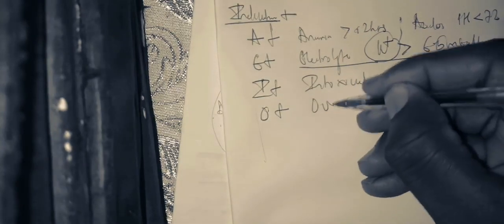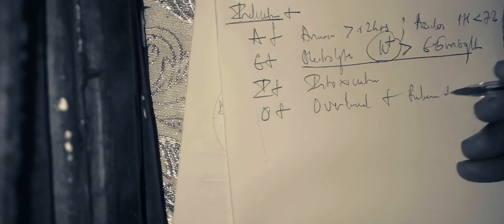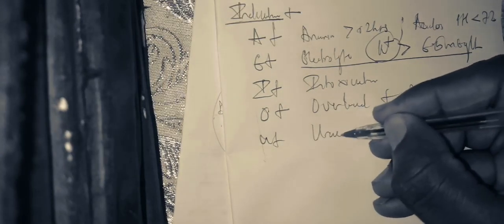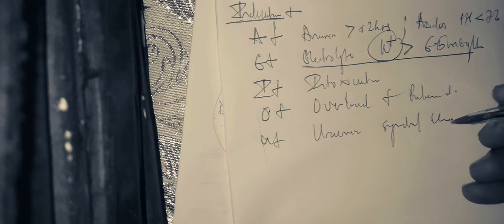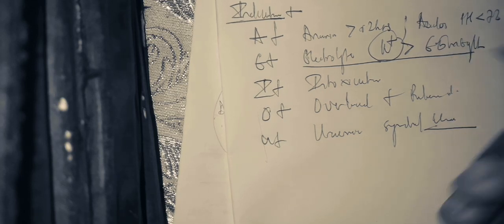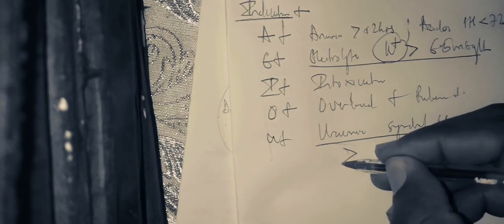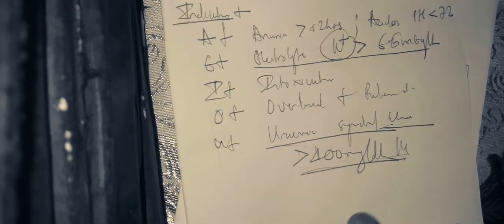O is overload, particularly in the case of a pulmonary edema. You have to give him dialysis. And the other O is in the case of a uremic syndrome or uremic encephalopathy, like a convulsion or a coma. You have to give him dialysis. And I've said that this uremic syndrome usually occurs when the urea is greater than 100 milligram per deciliter. So those are the different elements that you have to note before you dialyze the patient.